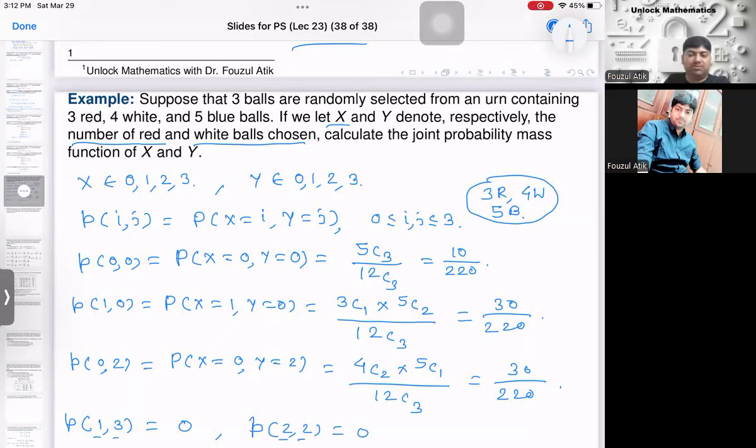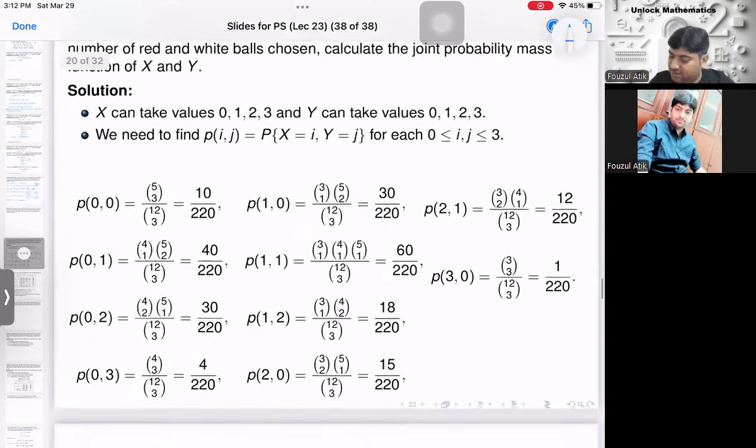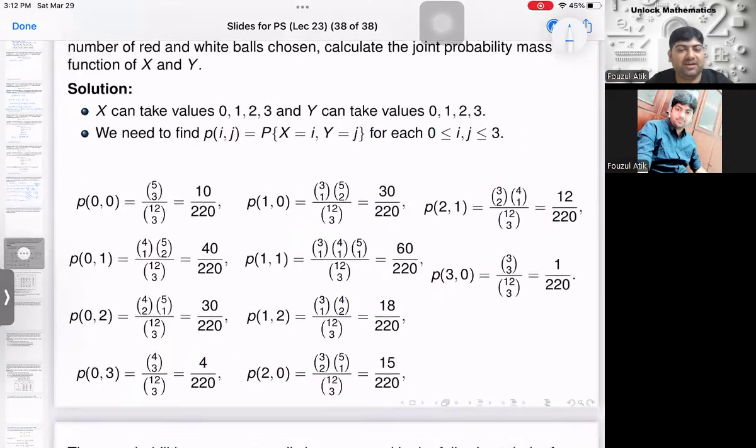Correct? So many of the probabilities we don't have to calculate. So this gives you the joint probability mass function of x and y. Now the point is to write down all of them, like I have calculated all the values. You just verify all the things and see whether your answer is correct or not.